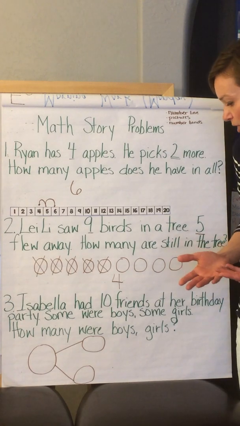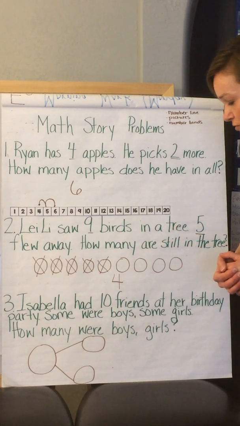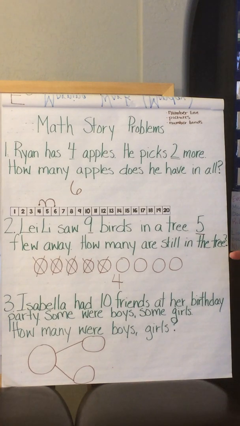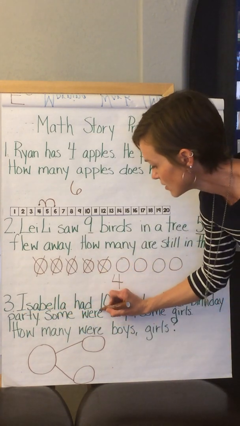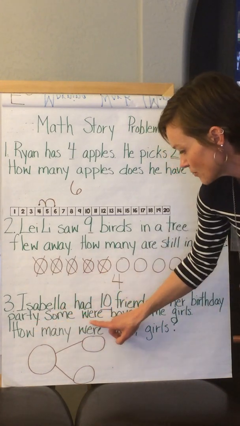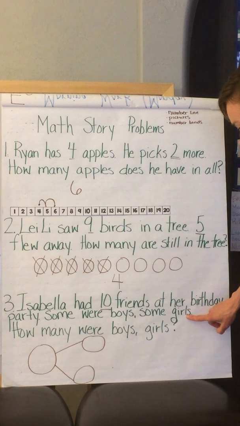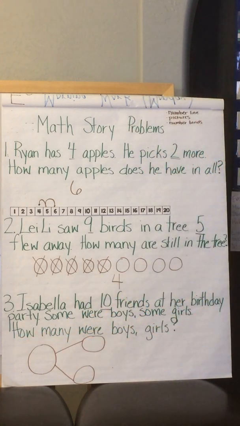Now this story problem is a little bit different because it doesn't give us all of the numbers. It's open-ended. We're going to have to figure that out. And I've used this problem before, but I wanted to use it again as an example. So Isabella had 10 friends at her birthday party. Some were boys, some girls. How many were boys and how many were girls? So it doesn't tell us all of the information. We have to kind of figure that out for ourselves.